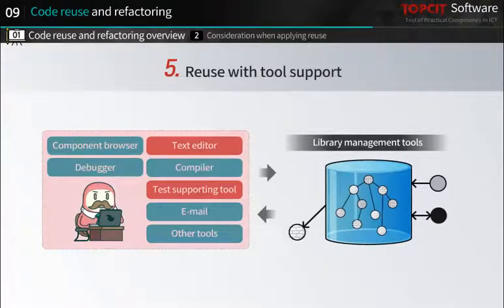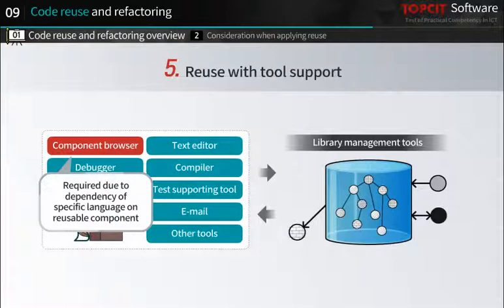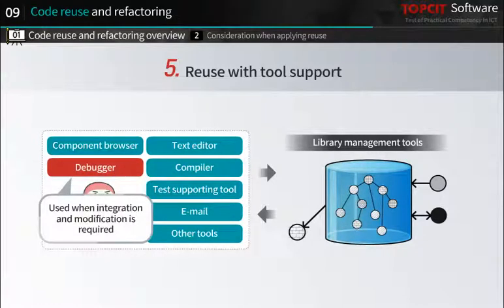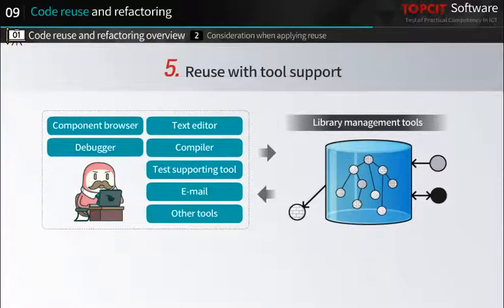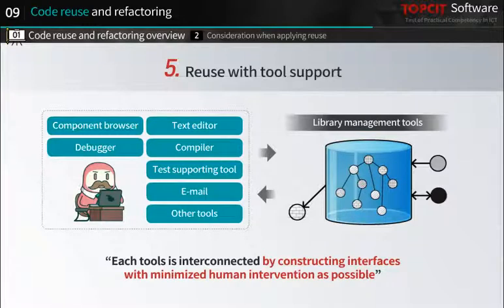And it is necessary to have user functions such as a keyword or graphical component browser, a text editor, and a test supporting tool. Of these, compilers and debuggers are required due to the dependency on the specific language of the reusable component. The debugger can be used when integration and modification is required. These tools are best served in the form of integrated tools. In other words, it is necessary to construct interfaces between the tools so that human intervention is minimized as much as possible, so that they can be interconnected.